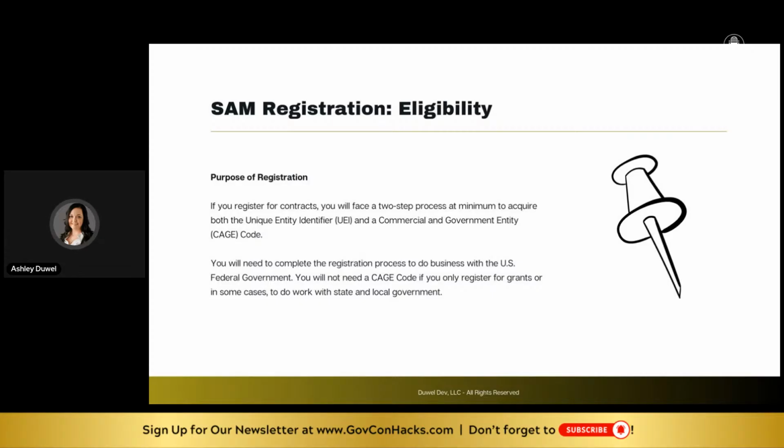All right, next step is the purpose for today's presentation, which is your eligibility. To get your cage code makes you eligible to do business with the government. To register for contracts, you will face a two-step process to acquire both your UEI and your cage code. You will need to complete the registration process in order for contracts or grants. You will not need a cage code if you are only registering for grants, and in some cases to do business with the SLED market, that's state, local, and education.